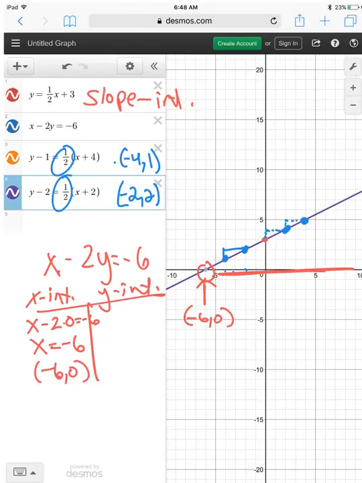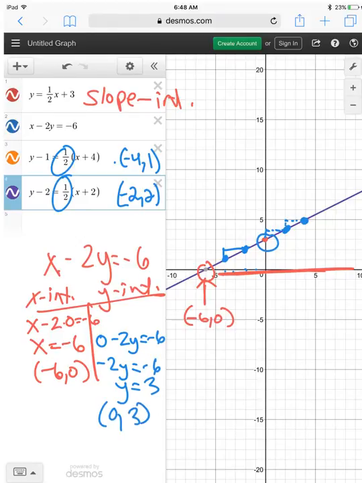And then I want to check the y-intercept. So I'm going to plug in a 0 for x. So 0 minus 2y equals -6. -2y equals -6, and y equals 3. And I see, of course, that it does hit at 3. 0, 3. So all of these forms make sense as the same line.